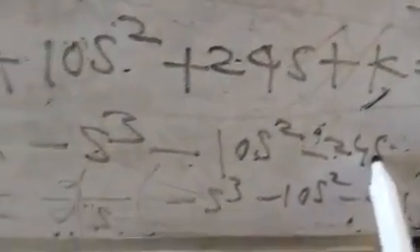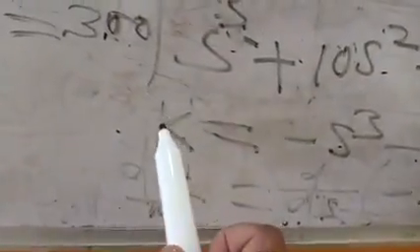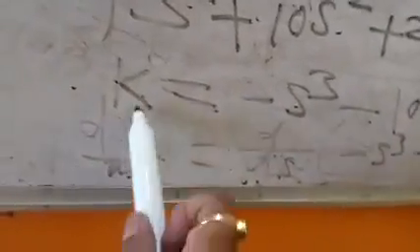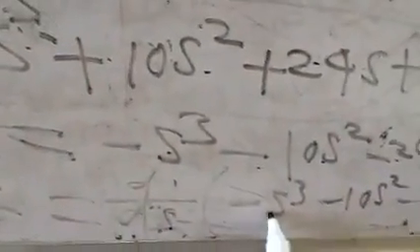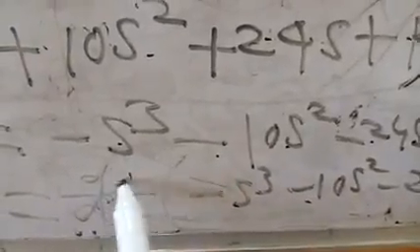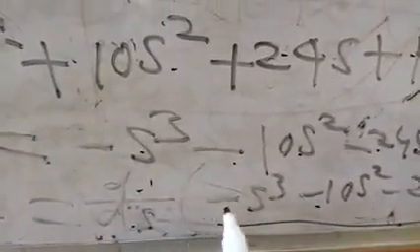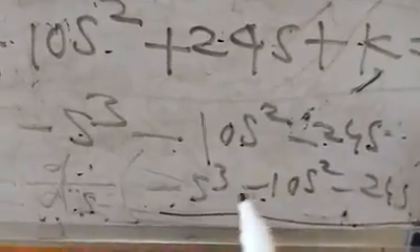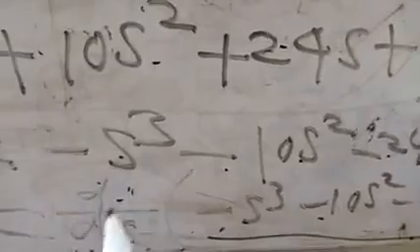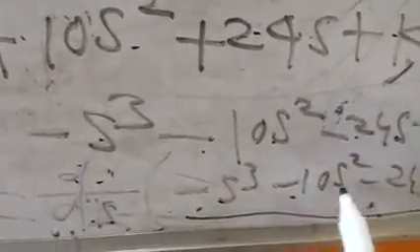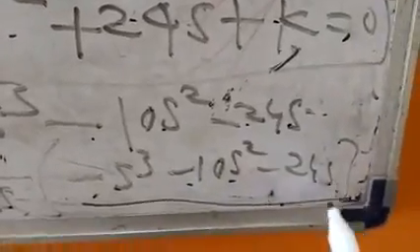In this equation, determine the value of K. So here K is equal to minus S cube minus 10S square minus 24S. And take the differentiation of K with respect to S, since this is a polynomial in S. So dK/dS is the rate of change of this whole equation with respect to S, taken term by term: d(S cube)/dS, d(10S square)/dS and d(24S)/dS.